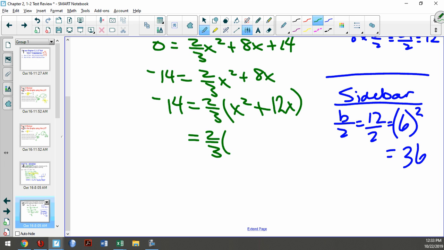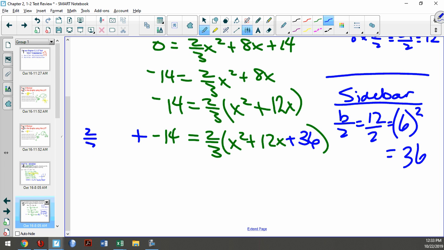I'm going to add it inside the parentheses. So that means what I'm actually adding is going to be 2/3 times 36. Do we all understand what I just said? Okay. So 36 divided by 3 gives me a 12, times 2 gives me a 24. Take away 14 gives me a 10. Does everybody see where that just came from?